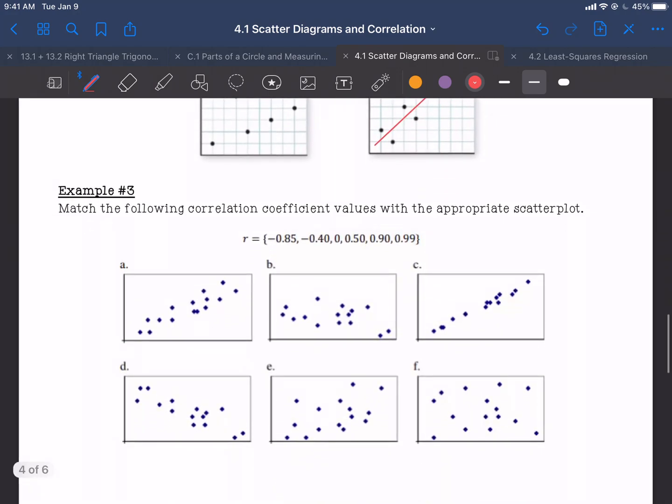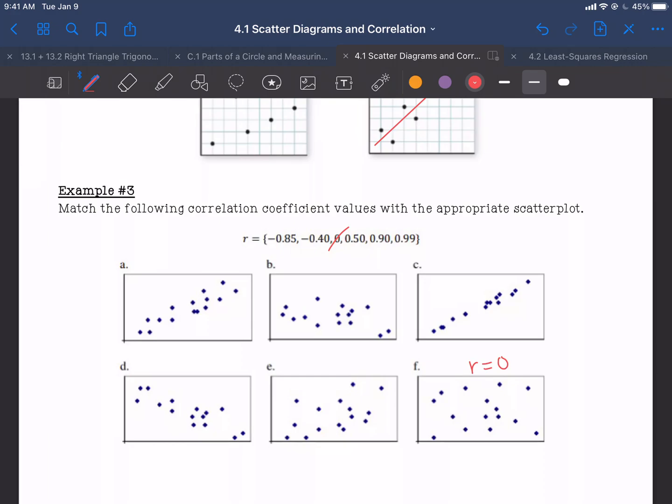So looking at all of our different R values, I see an R value of 0. So that means that there's absolutely zero linear relation between the x and the y. So if I'm looking at my graphs here, the one that makes most sense with that would be graph F. So here r would equal 0. There's no linear relation between those points.